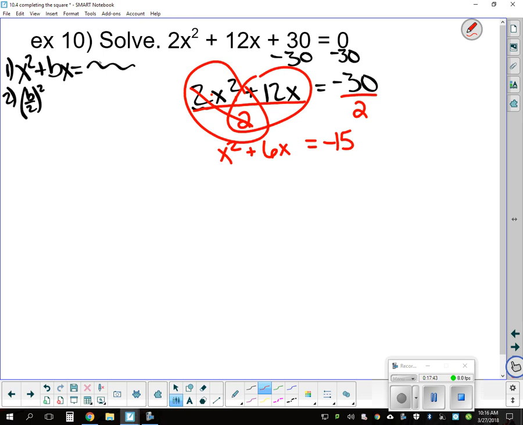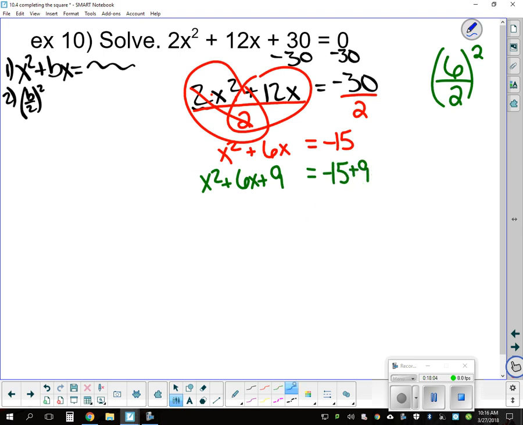So you might want to elaborate on these basic steps I'm writing. Put it in this form. Add this to both sides. Well, in this case, b is 6. We need to find 6 divided by 2 squared. 6 divided by 2 is 3. 3 squared is 9. So we are adding 9 on both sides. Okay. This side, of course, is negative 6.